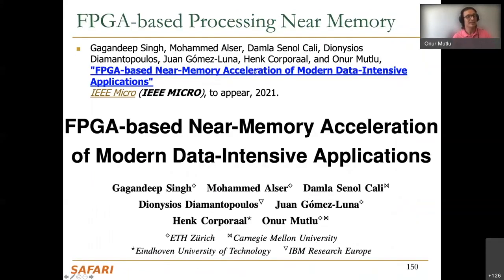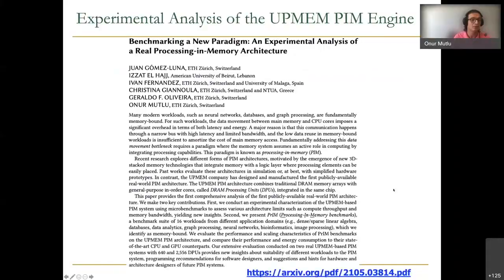We've been dealing with 3D-stacked memories that are connected to FPGAs, and we see significant benefits for genomics, for example, and weather and climate modeling as well. And this is a very recent paper that we just completed that you may want to take a look at if you're interested. And these are real data from real systems, both of these works.